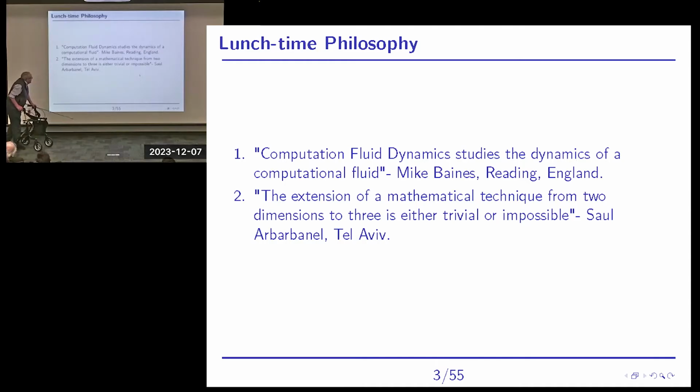And Saul Abarbanel from Tel Aviv has remarked that when he saw a mathematical technique being demonstrated in 2 dimensions, he always assumes that if the author did not say it was trivial, it must be impossible. I'll be showing you a lot of stuff in 2 dimensions. The extension is trivial. It all started in 3 dimensions. It's a method of descent to take it under 2 dimensions.